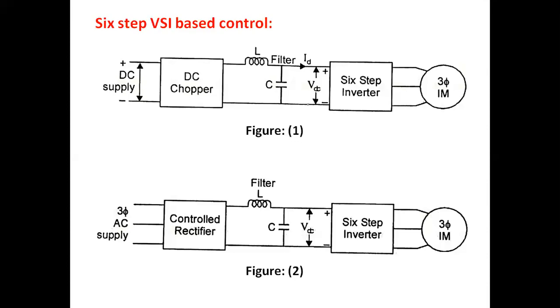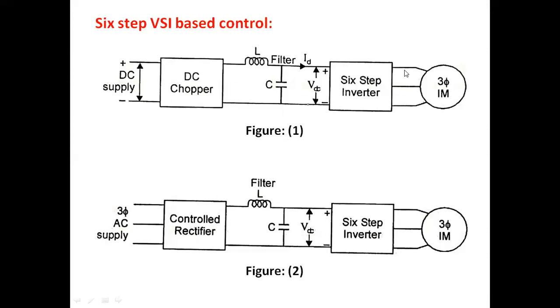VSI based control. Now we have two things here. Sometimes I may have a DC supply available. Sometimes I may have an AC supply available with me. What happens if a DC supply is available? What happens if an AC supply is available? How is the circuit scheme going to be modified?